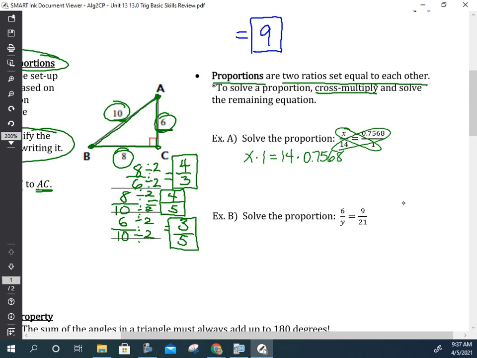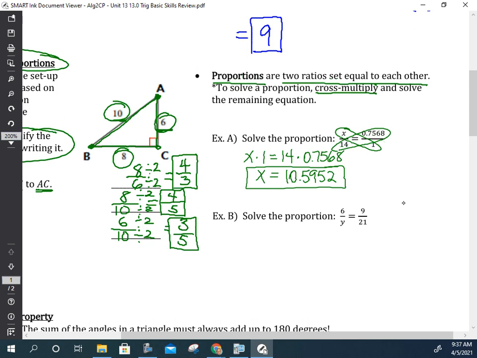Cross multiply. X times 1 is simply x. 14 times 0.7568. We got a calculator we can use for that. 10.5952. That's your answer.